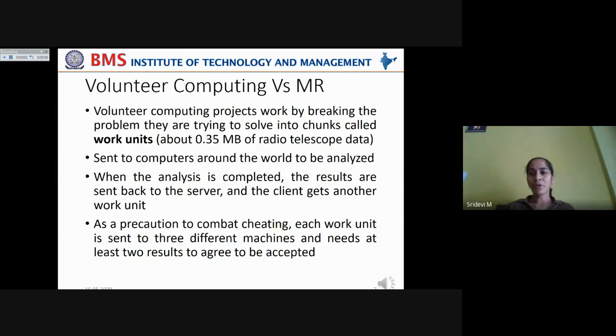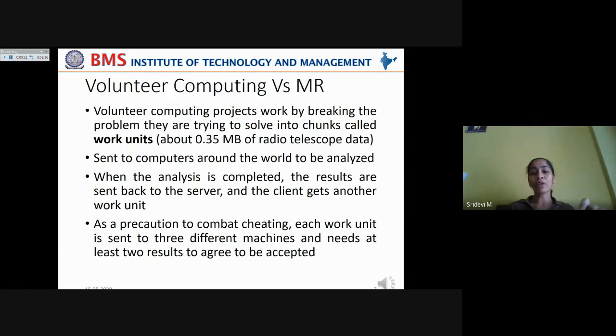Now, these volunteer computing projects work by breaking the problem, as I said, into work units. They are trying to solve it by making chunks of data, work units of data. They may be of approximately size 0.35 MB, which will be transferred to the volunteer's computer, analyzed there, and the result sent back. When the analysis is completed, the results are sent back to the server and the client gets another work unit.